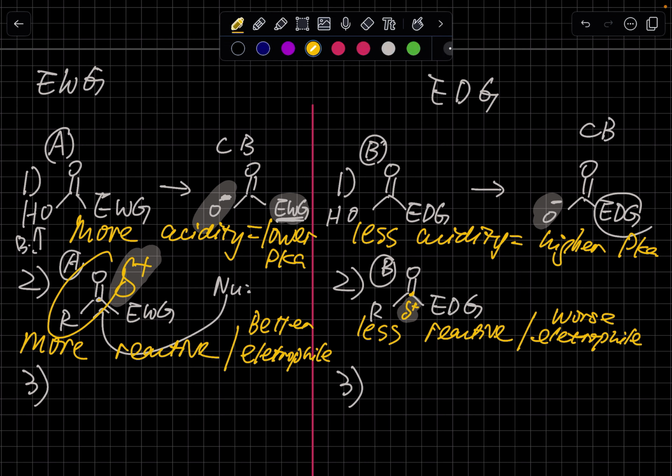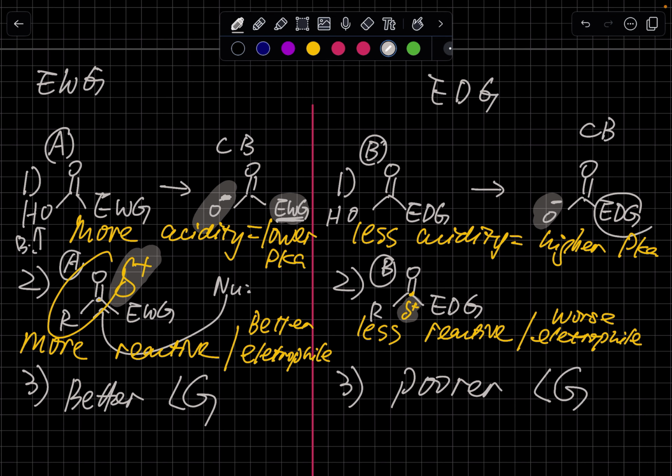Lastly, let's talk about whether the electron withdrawing group or electron donating group makes a better leaving group. From the second point we discussed, this reaction is more reactive, so of course the electron withdrawing group makes a better leaving group, and the electron donating group makes a poorer leaving group. Does it click? I'm connecting the ideas.